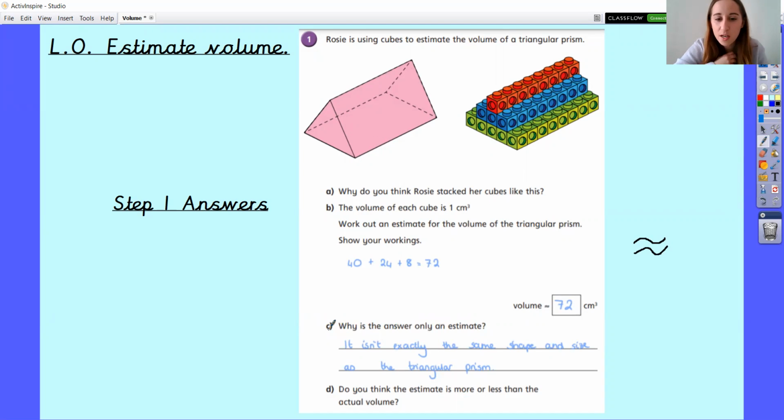Okay, that brings us on to C. Why is the answer only an estimate? Now, you might have written lots of different things for this, but the example answer is it isn't exactly the same shape and size as the triangular prism. So it's not an exact answer of the volume because it's not exactly the same shape and size, but it's roughly. And then D, again, that was your opinion. Do you think the estimate is more or less than the actual volume? So have a look at that shape and think, do you think it's going to be more than 72 centimetres cubed or less than? Okay, again, that's up to you.